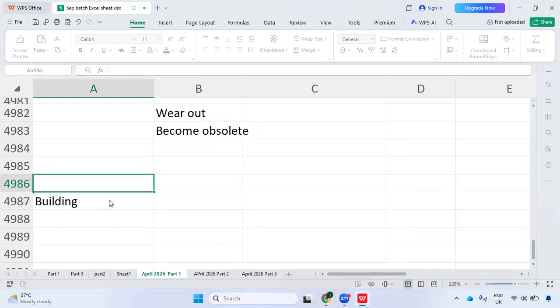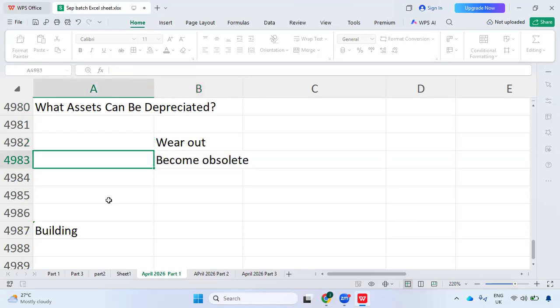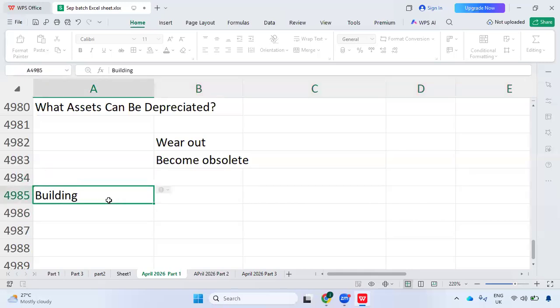So anything, if we are using something, then its value will fade out. So for those kind of assets, we can claim depreciation. If you are using a building, will the asset value reduce by usage? Yes, definitely. If you are using the building, definitely the value of the asset will decrease. So we can claim depreciation on the same.